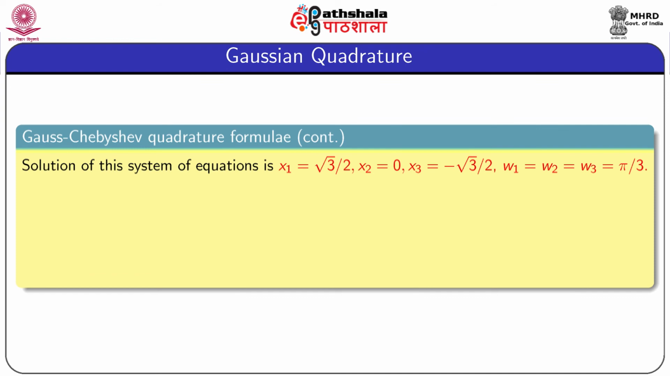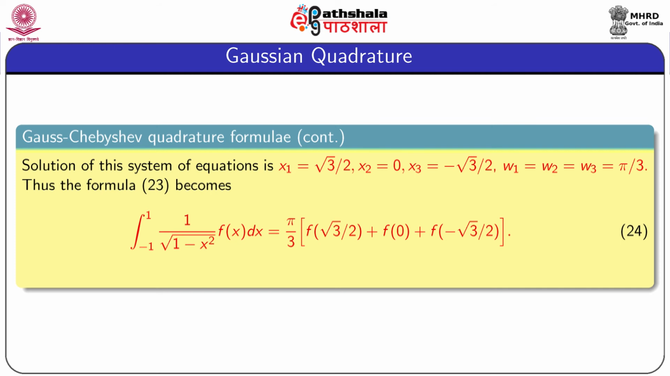So solving these equations, we get x1 equal to root 3 by 2, x2 equal to 0 and x3 equal to minus root 3 by 2, and w1, w2, w3 are equal and the value is pi by 3. Thus, equation 23 becomes the integral from minus 1 to 1 of f of x dx by root over 1 minus x squared equal to pi by 3 into f of root 3 by 2 plus f of 0 plus f of minus root 3 by 2. So this is the 3-point Gauss-Chebyshev quadrature formula, and this formula gives the correct answer for polynomials whose degree is up to 2n minus 1, that means up to 5.